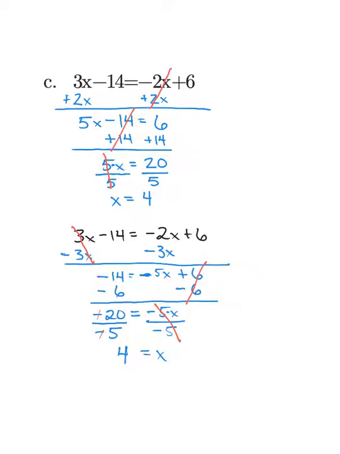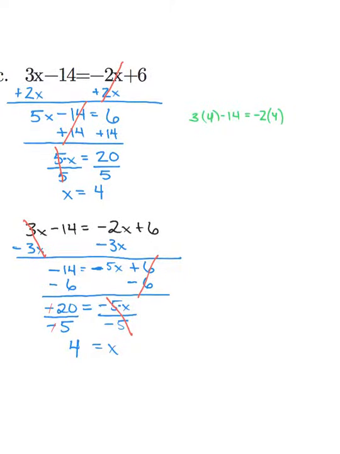So our final step is, let's go ahead and check that this is actually the correct answer. If we plug 4 into our original equation, we get 3 times 4 minus 14 equals negative 2 times 4 plus 6.